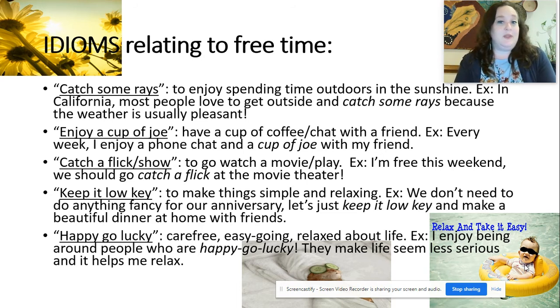Okay. The last one on this page, happy-go-lucky. So it means carefree, easygoing, relaxed about life. So example, I enjoy being around people who are happy-go-lucky. They make life seem less serious, and it helps me relax. So in my examples, I tried to give you some synonyms or context clues that hopefully help you get a feeling about the meaning. I imagine a young child skipping and running in the outdoors, smiling, laughing, enjoying with friends. Okay, so far so good. I hope if you have any questions, let me know.